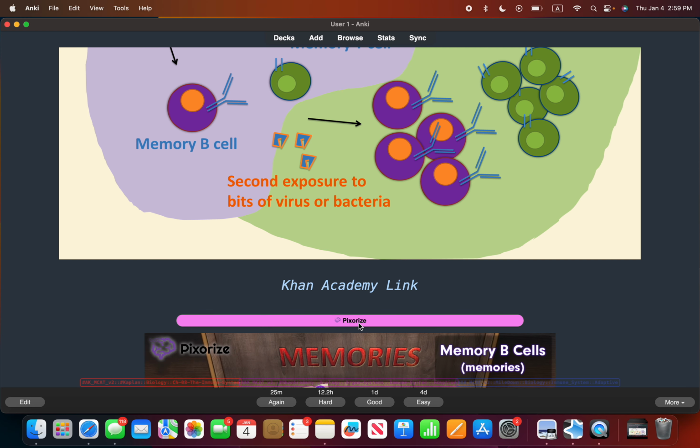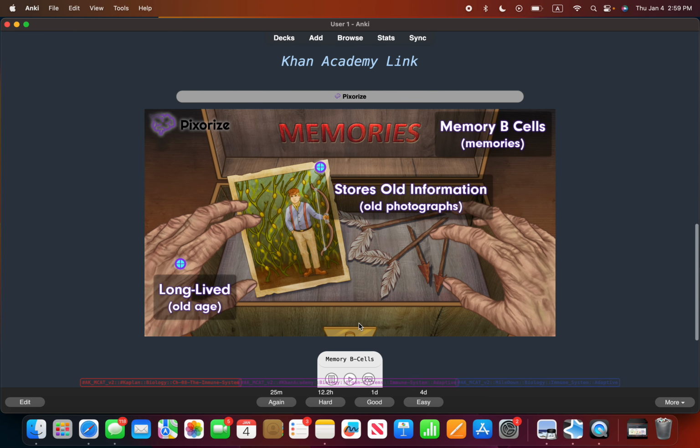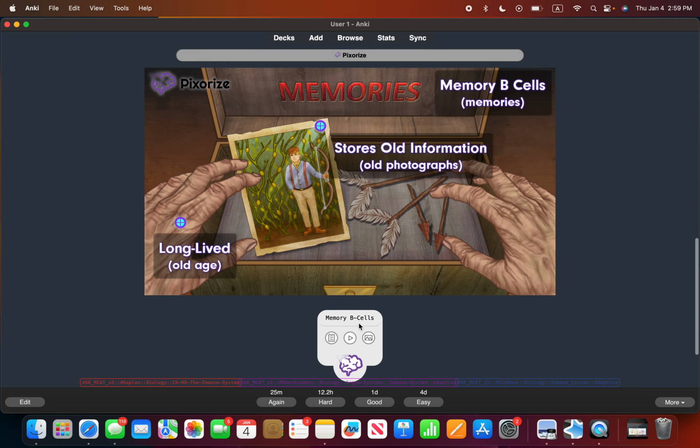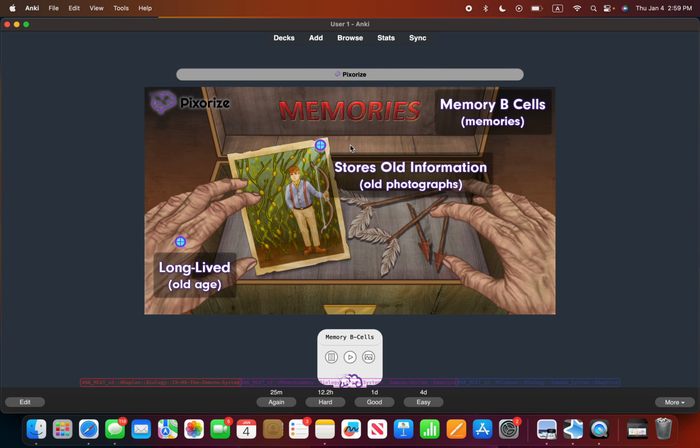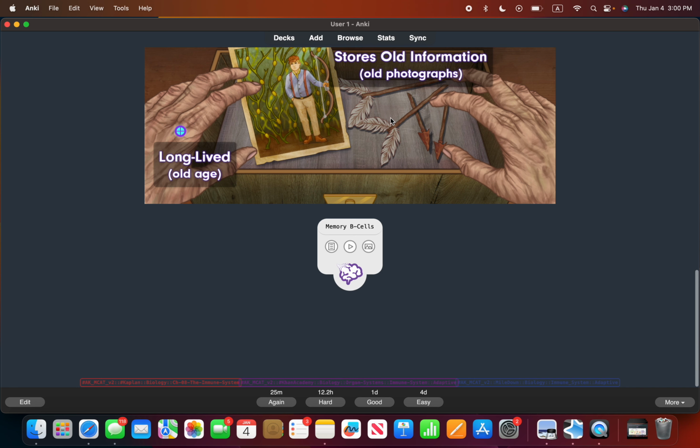There's a mnemonic for this apparently. So we have memories, and memory B cells as memories, which store old information, old photographs. It's also long-lived. It shows the old age. I'm assuming that memory B cells are long-lived.